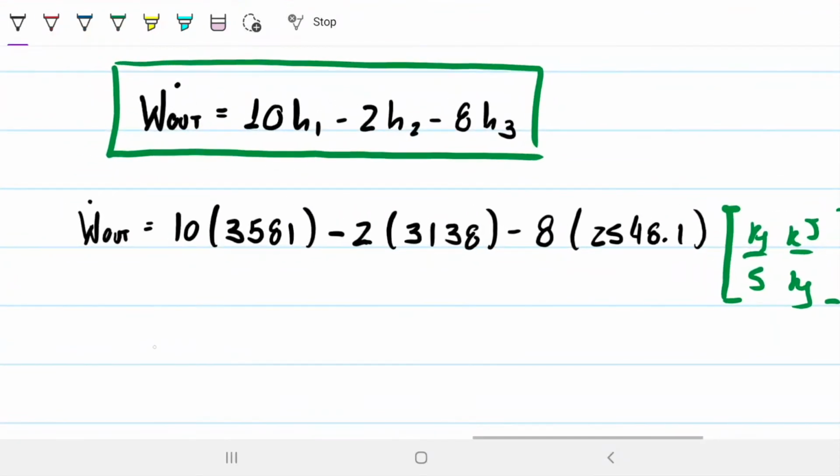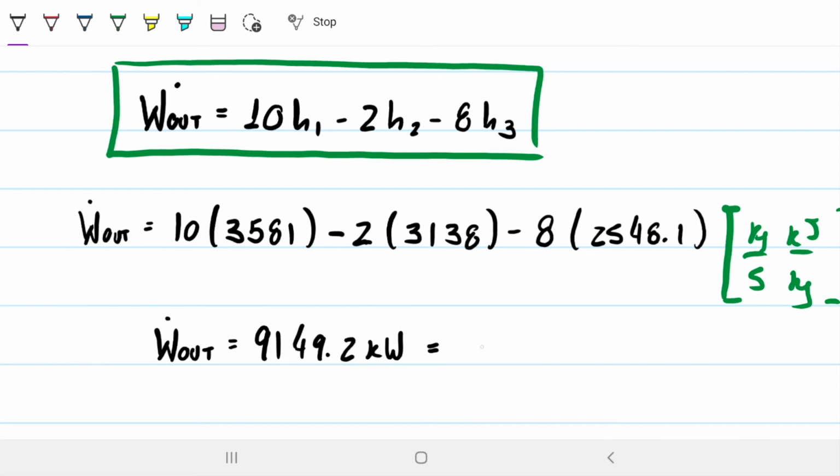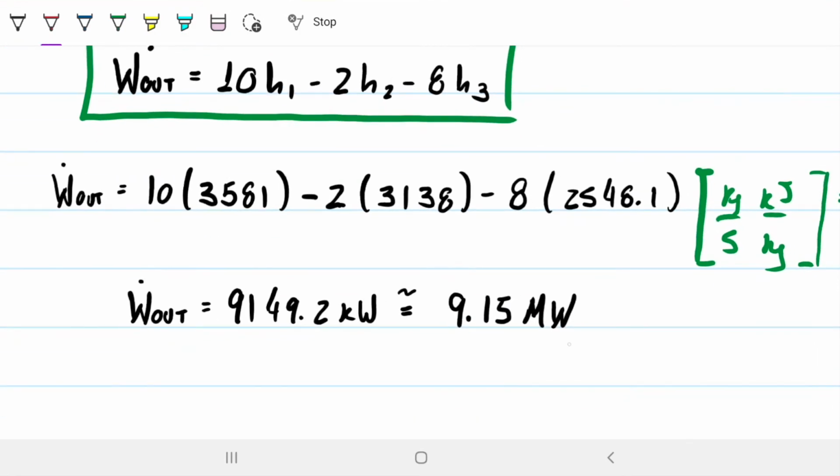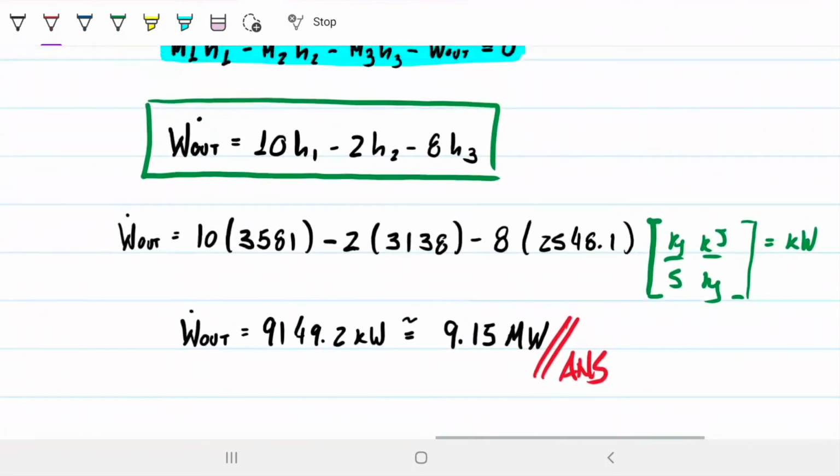Cool. So I got the output to be 9149.2. This is kilowatts, or we can actually go ahead and approximate this to 9.15 megawatts. So that will be our answer there. So the output of this turbine is 9.15 megawatts.